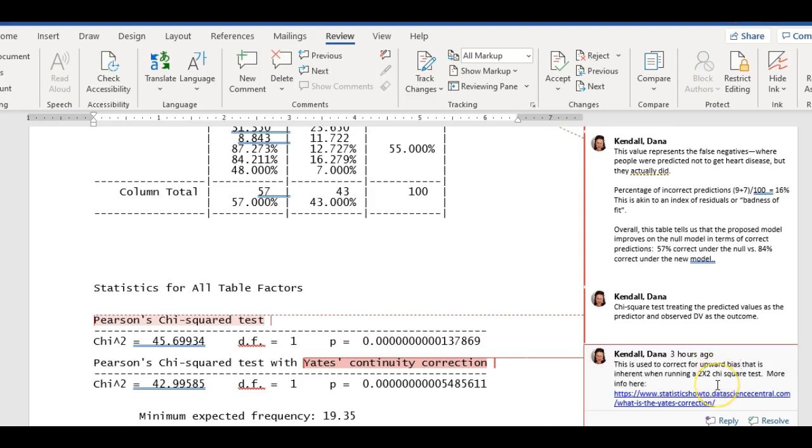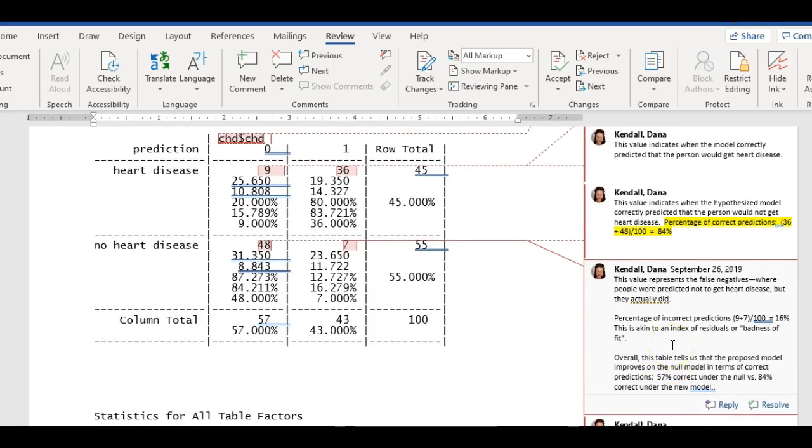Correcting on the fly here. It's used to correct for upward bias that's inherent when running a 2x2 for a chi-square. So in this program so far, in the stat sequence, we haven't really learned about a 2x2 chi-square. But basically you have a dichotomous or binary predictor and a binary outcome. Okay, and basically that's what this is.